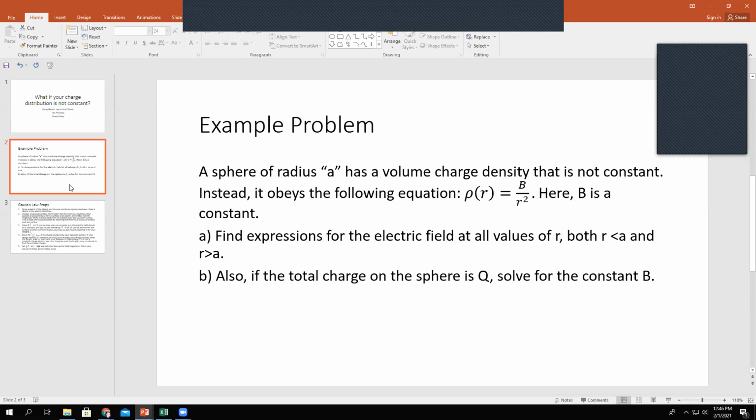We're going to find expressions for the electric field at all values of r using this expression for the volume charge density. We're going to look at two separate cases, consider them independently, and then unite them to find the total electric field for all values of r. The first case is when r is less than a, where you're inside your sphere, and then when r is greater than a, when you're outside of your sphere. Also, if the total charge on the sphere is big Q, like 1 microcoulomb or something, then using that total charge, we can solve for the constant b.